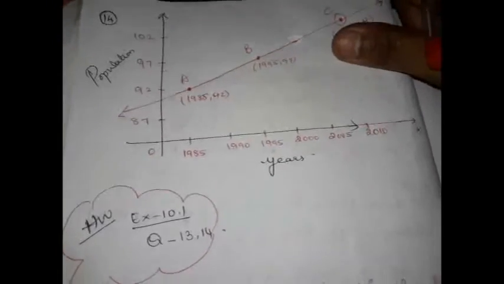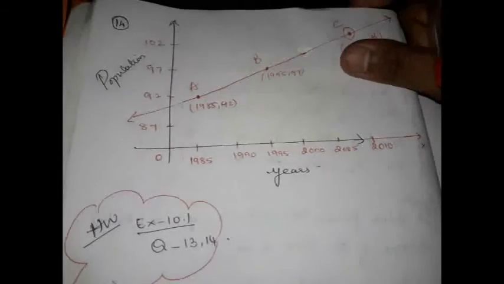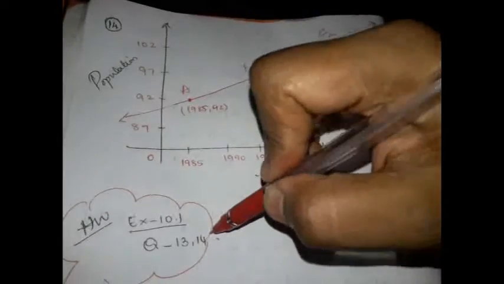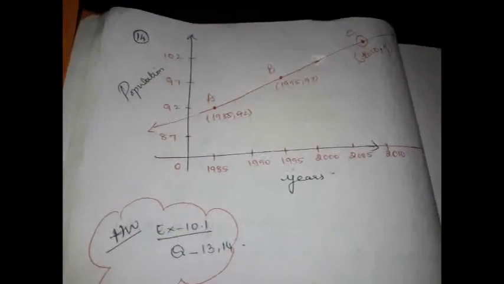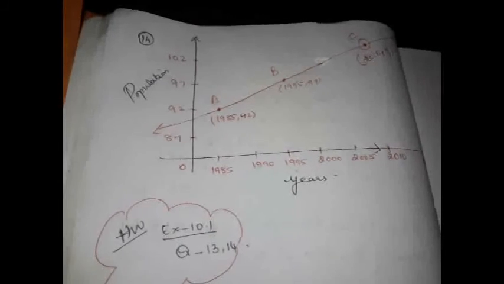Right. So with this, let us wind up today's class, and I want you to do the 13th and 14th problems as homework. So in the next class we will see what are the various forms of the equation of a line.